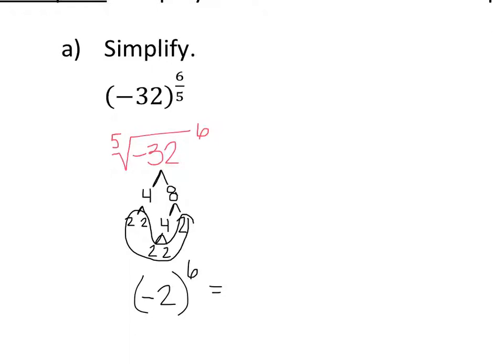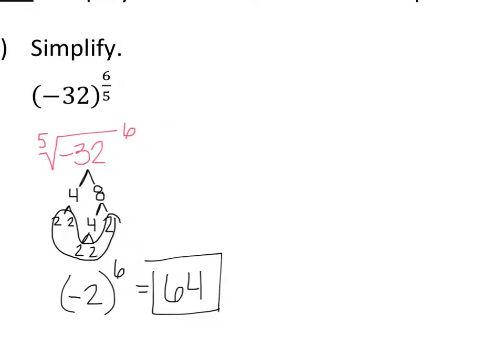What is that? 2 times 2 is 4, times 2 is 8, times 2 is 16, times 2 is 32. It'll be positive 64 since it's an even exponent. All the negatives cancel out. Ta-da! Ready for the next one?